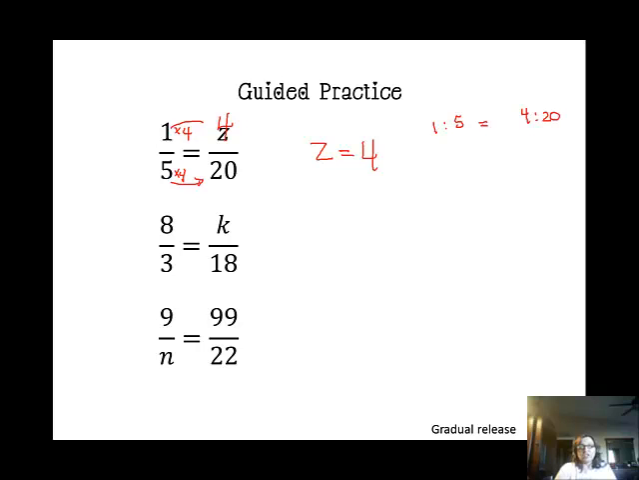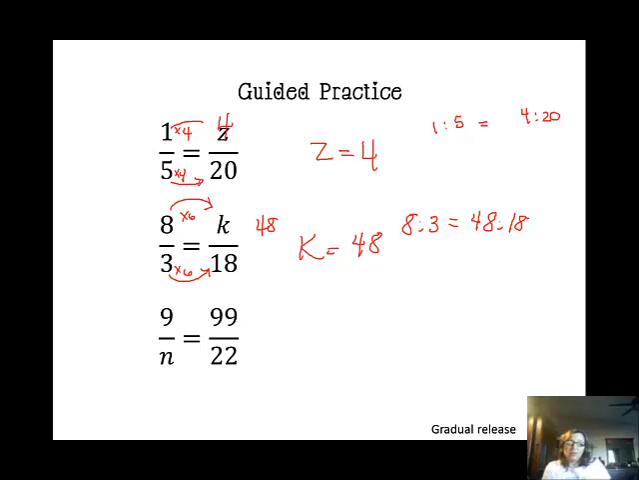So we're equivalent ratios. On the next one, we have 8 over 3 is equal to k over 18. So let's take a look. I don't see a relationship this way, 8 to 3, but I do see that we could actually multiply 3 times 6 to get 18. So we could actually multiply 8 times 6 to get the answer for k. 8 times 6 is 48. So k equals 48. And based on that, we are saying 8 to 3 is equivalent to 48 to 18.